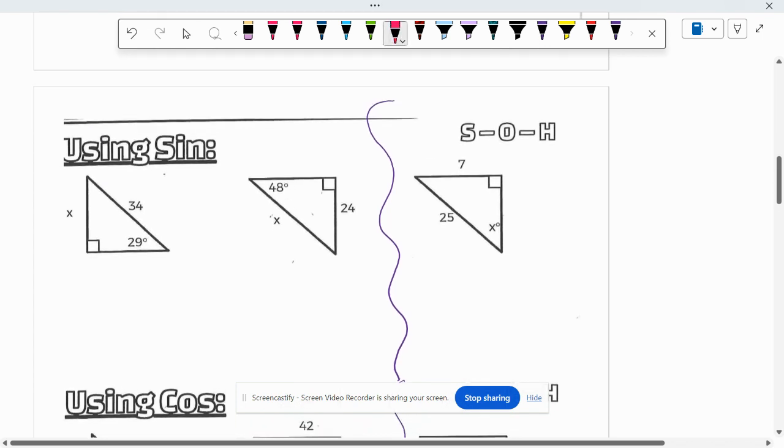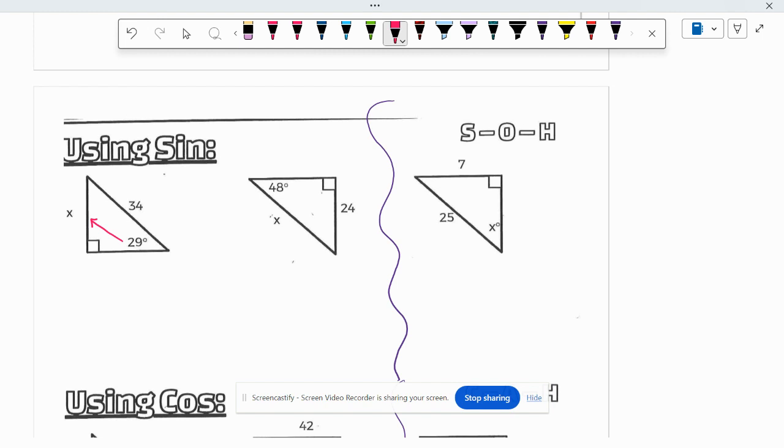I need to figure out the missing side. So it tells me that I'm using the sine function, which I know is opposite over hypotenuse. So the sine of 29 equals the opposite over the hypotenuse. How do I solve that? How do I go about getting x? Multiply both sides by 34.